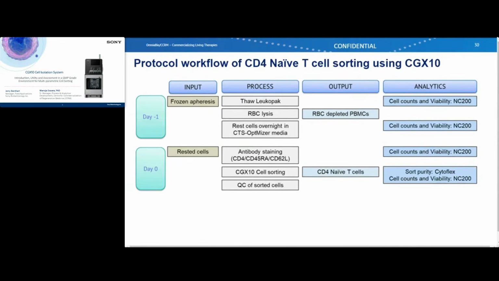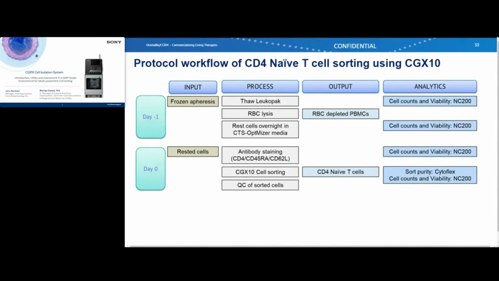To go into the details of this process workflow, a frozen GMP leukopak was thawed on day -1, and RBC lysis was performed to remove red blood cells. Cells were rested overnight at 37 degrees. On day 0, 500 million cells were stained with a cocktail of fluorescent GMP antibodies for CD4, CD45RA, and CD62L. Cells were sorted using a purity mode for 4 hours. At the end of the sorting, sort purity was checked on the pre-sort and post-sort samples using Cytoflex. Viability assessment was performed using NC200.